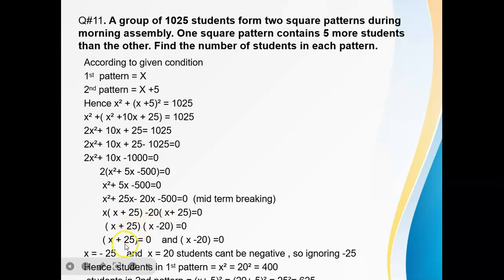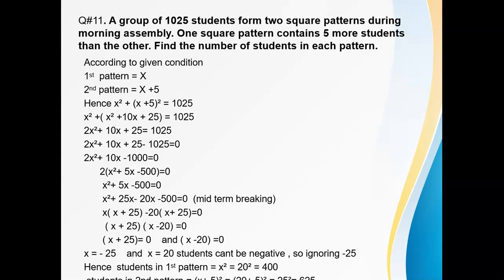It gives x plus 25 equals to 0 and x minus 20 equals to 0. Here we have x is equals to minus 25 and x is equals to 20 students. So since the students cannot be negative, so we will ignore the value of x is equals to minus 25. Hence the students which are standing in the first pattern will be x.